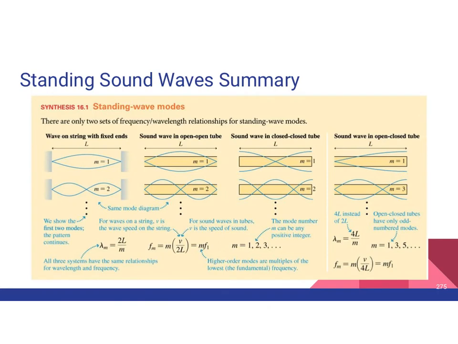So a quick little summary. Here is everything for, we have our standing waves on a string. We have our open tubes. And those all have the same formula. But then we also have an open closed tube, which is slightly different than all of the other ones.